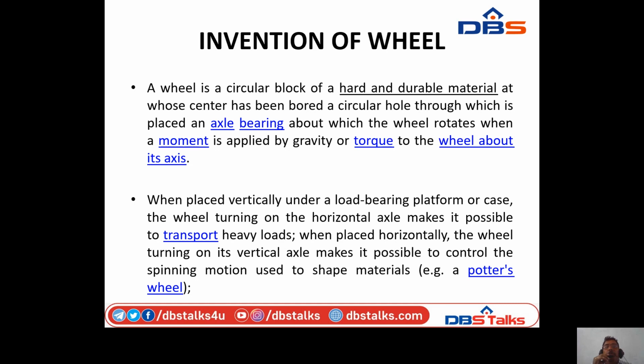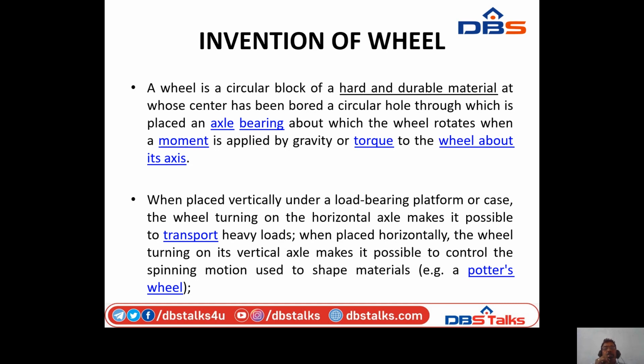A wheel is a circular block of a hard and durable material, whose center has been bored a circular hole through which is placed an axle bearing, about which the wheel rotates when a moment is applied by gravity. Try to understand. Or torque. Moment of force. Torque to the wheel about its axis.